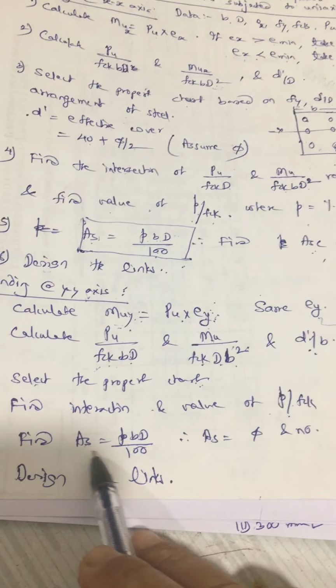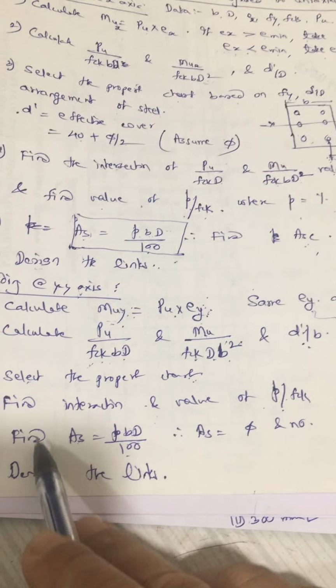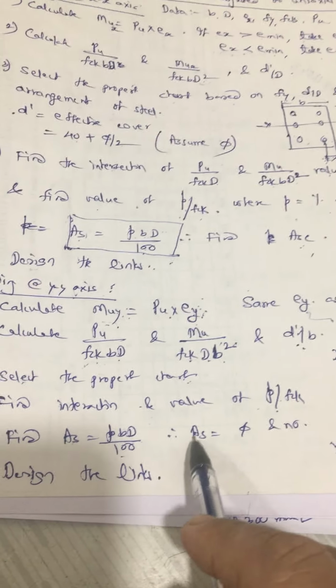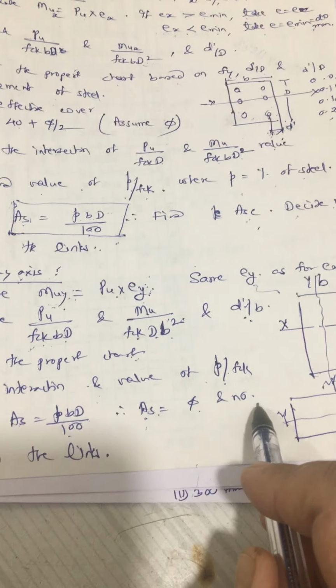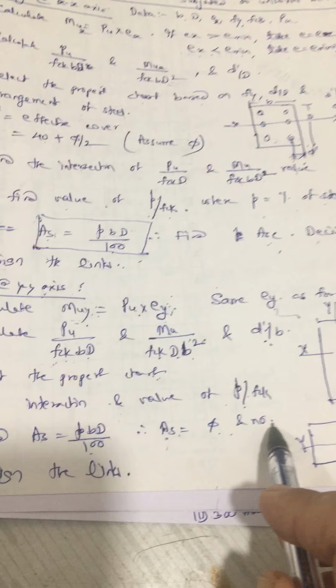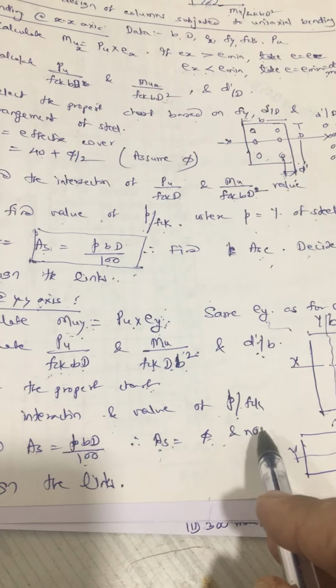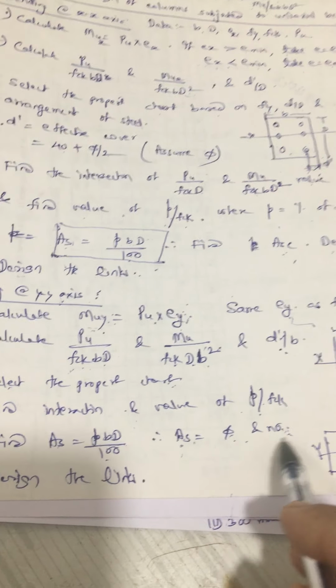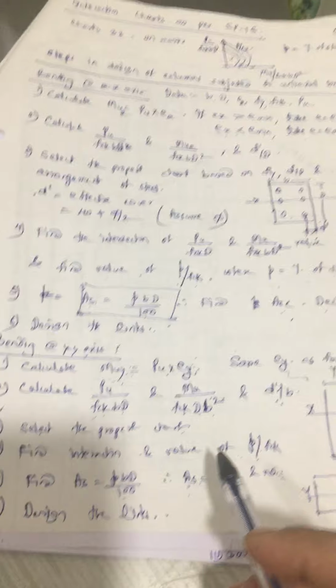As I have told you, AS equal to P into BD upon 100. This is the formula given. Based on that you have to find out the area of steel required. So find out the diameter and number of bars satisfying the requirement of minimum diameter and maximum spacing, that is the distance between the bars. Once this is decided, you can design the links.